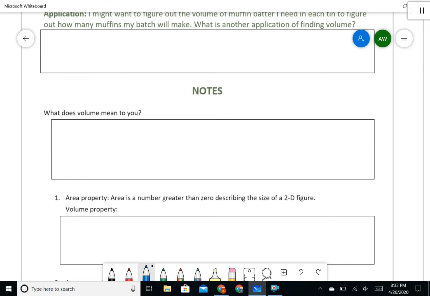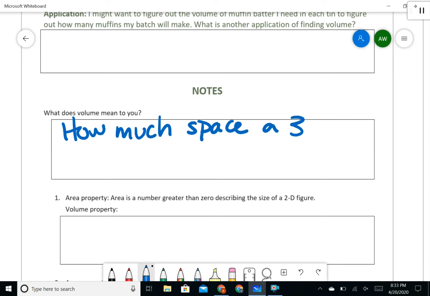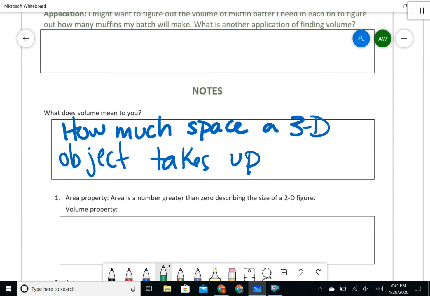Okay, so hopefully you have a definition in your own words. When I think about volume, I think about how much space a three-dimensional object takes up. Really the important part of this is that we're talking about something three-dimensional, right? So if I have a flat shape, for example, a square, a square does not have volume. A point on a graph does not have volume, but a box has volume. A cylinder has volume. A prism has volume.